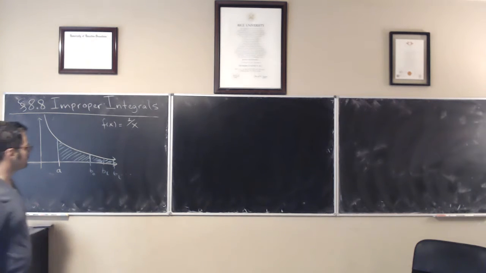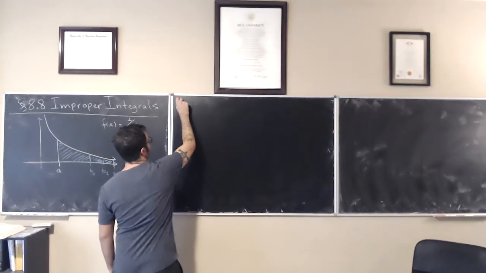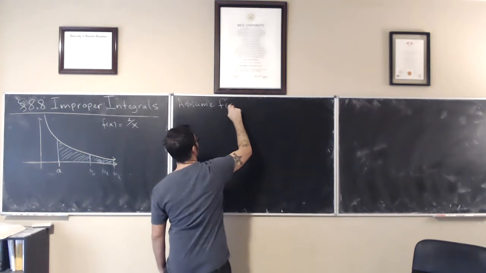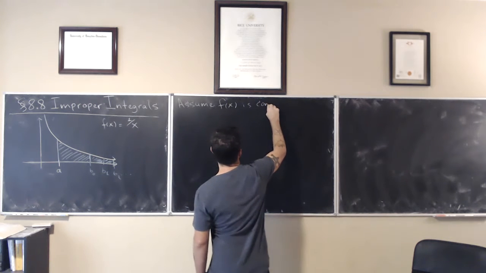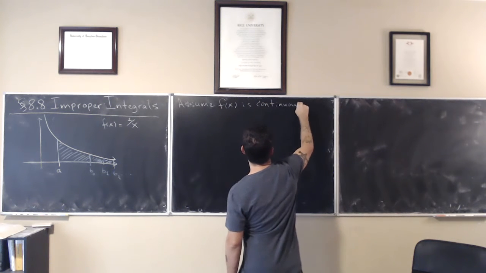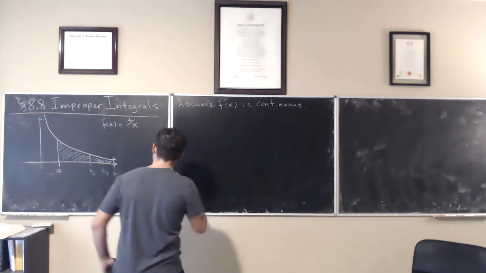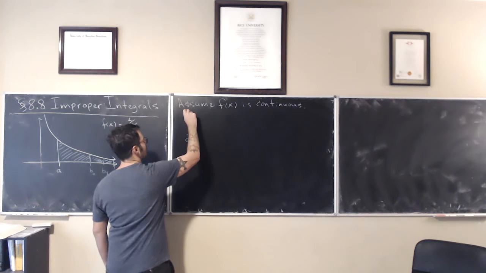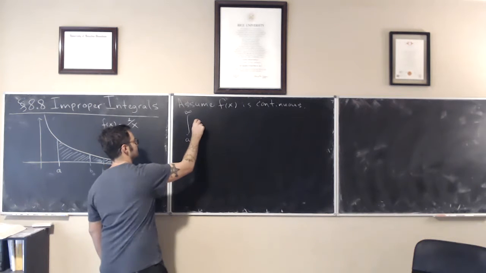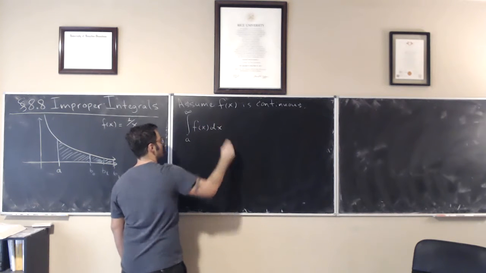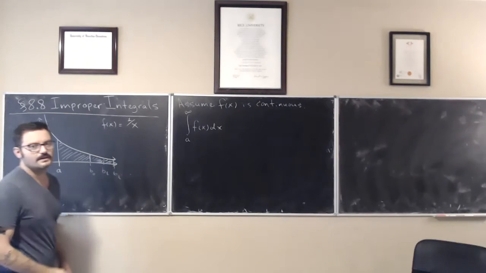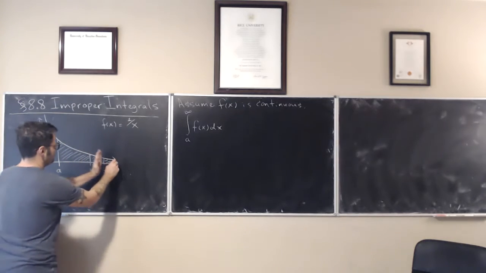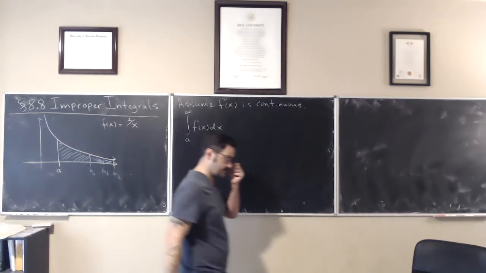So in particular, what we're looking at is, well, first we need to assume f of x is continuous. But we're really looking at an integral here, where the integral goes from a to infinity. If we continue this process on, that's what we're looking at.